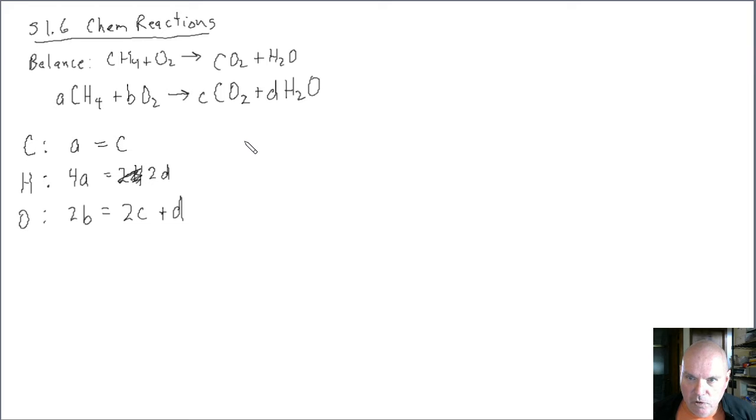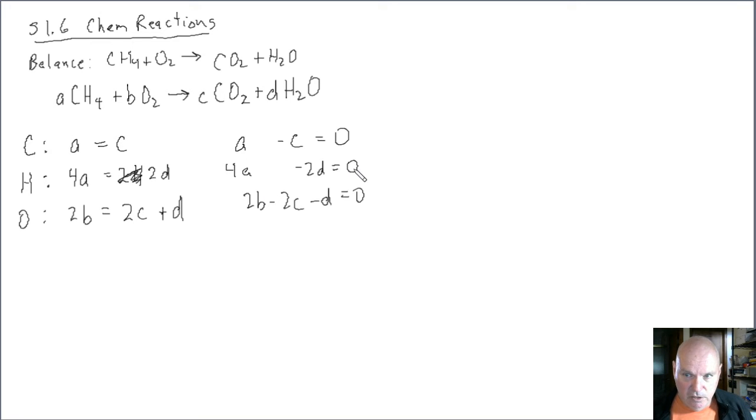So transforming these into standard form, I've got A minus C is equal to 0, and then I've got 4A minus 2D is equal to 0 from the second equation, and then 2B minus 2C minus D is equal to 0. Notice here that chemical reaction equations lead to a homogeneous system. All the constants on the right-hand side are equal to 0.